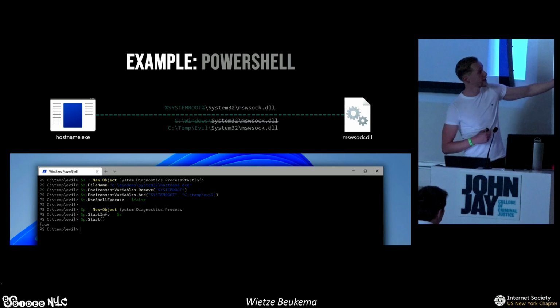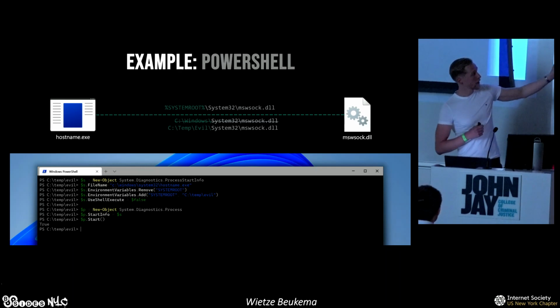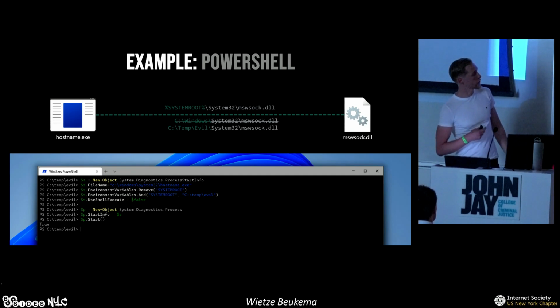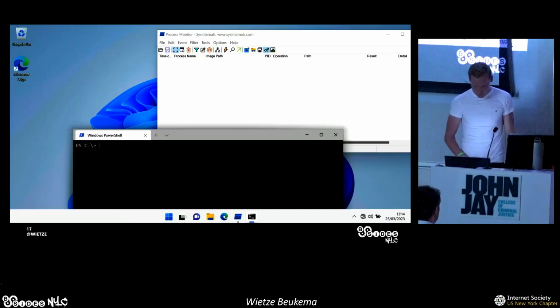This is important because I don't change the path, right? This is where hostname is normally located. I don't move it, I don't change it. It's still signed and trusted. It's there. I then remove the system root variable from the stack. I then re-add it, change it to my path, and then the remainder is just making sure PowerShell knows how to run it. Right, demo time.